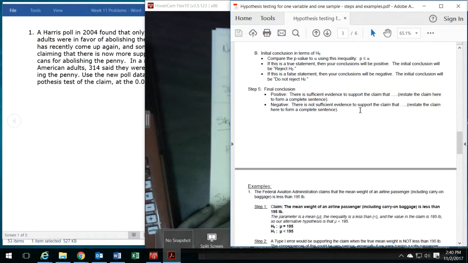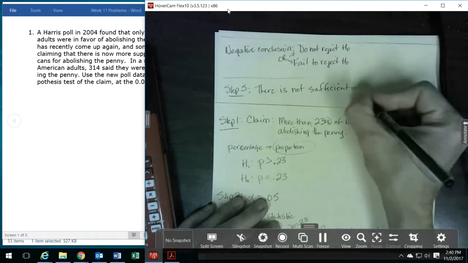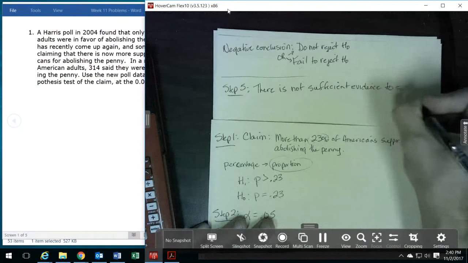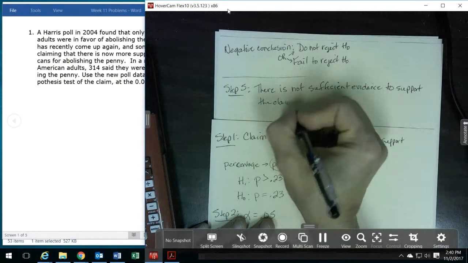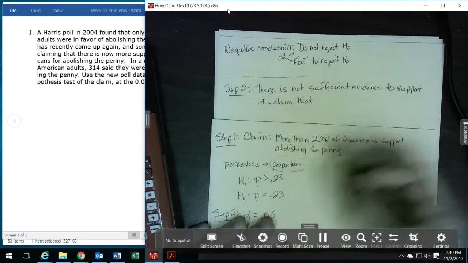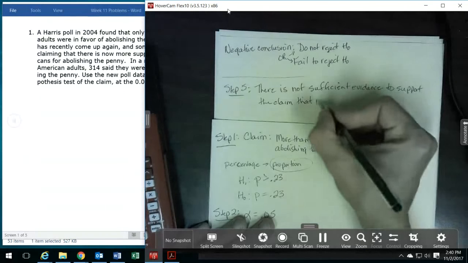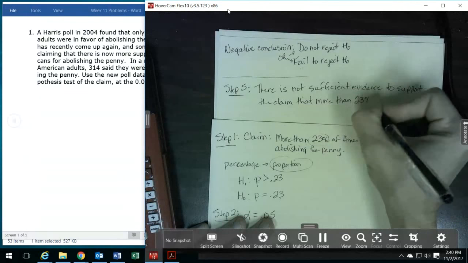So here's where, I know this seems like a lot of writing. You just write something like this. We'd say there's not sufficient evidence to support the claim. And then you just totally restate your claim. That's why we were kind of careful about how we wrote it out in the first place. So here you're just rewriting what the original claim was.